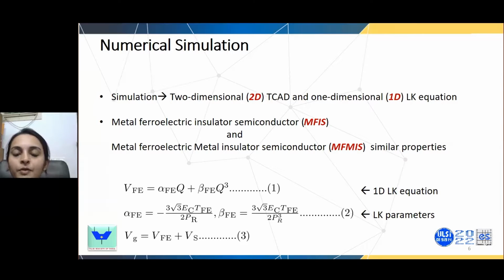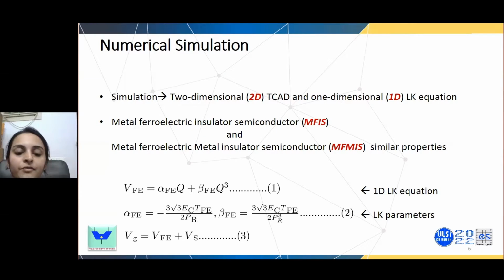And another important feature of these two structures is that they exhibit property dissimilarity of less than 10%. So we can easily compare. We can say that if you have an MFMIS structure, the property will be almost similar to that of an MFIS structure. So we can go for the simulation.